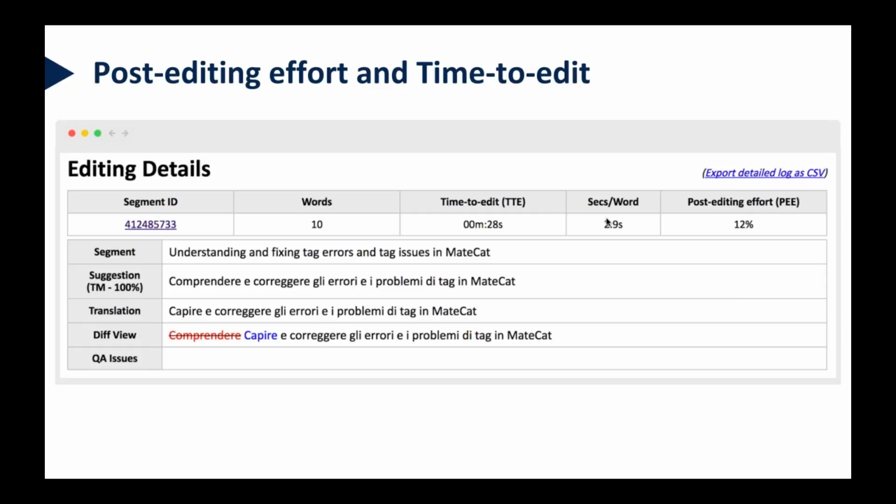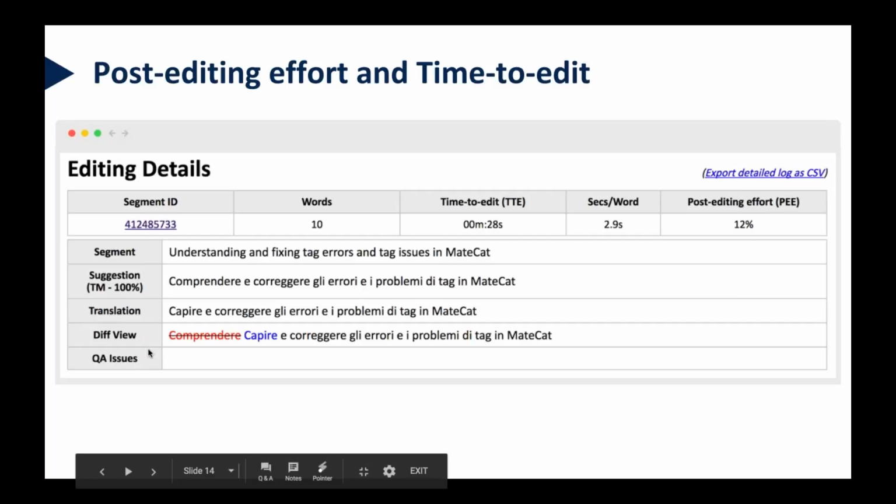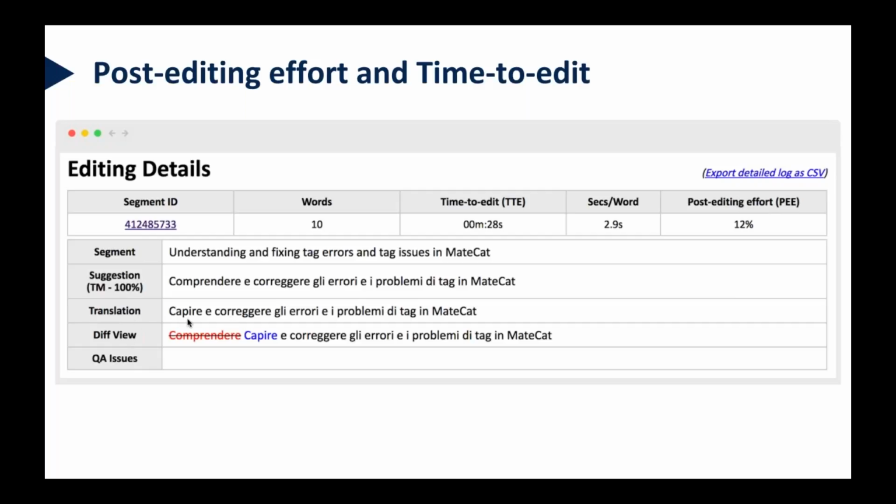So this is the average seconds per word that it took you to edit, and this number that you can see, this percentage number, is the post-editing effort. So you can see here that the final translation, here you can see basically the track change view. You can see that it was edited, and basically was edited by 12% of the sentence. So this 12% represents the distance between the final output and the suggestion that you received.